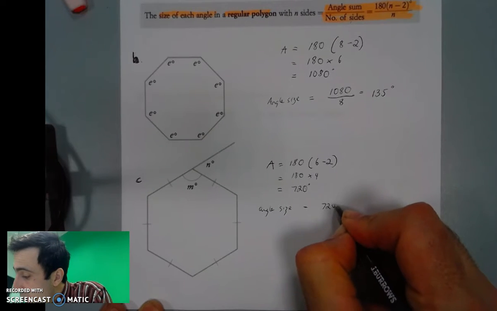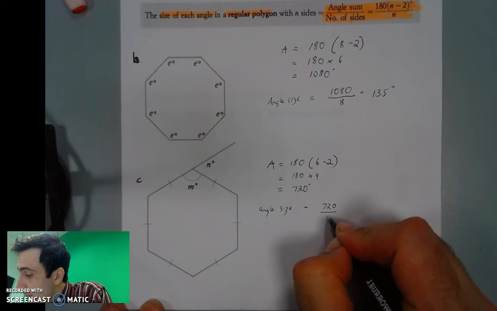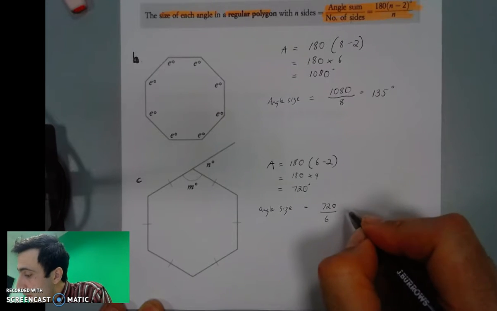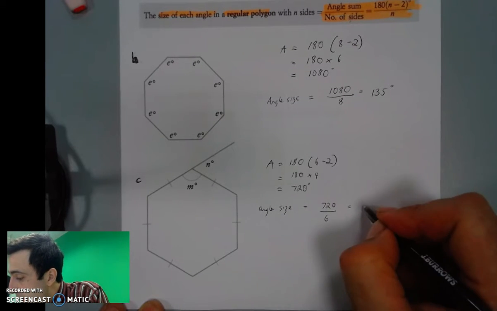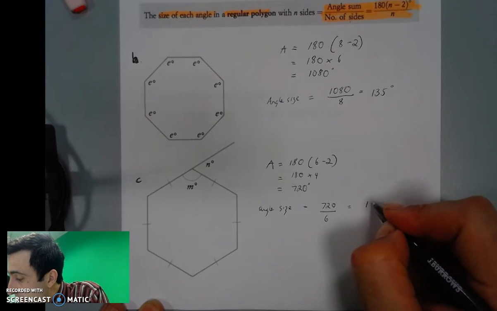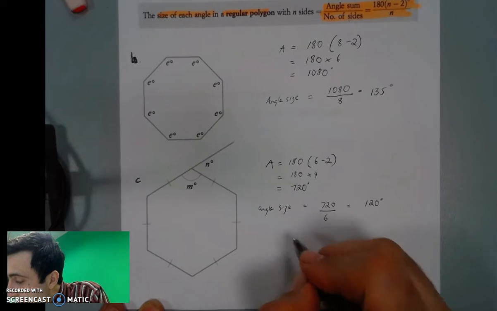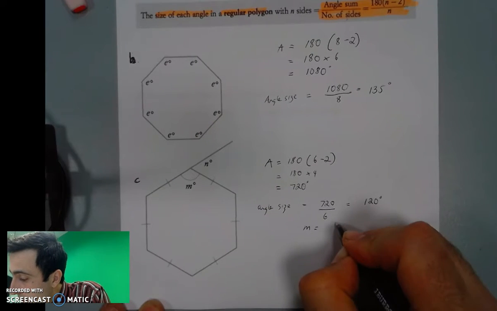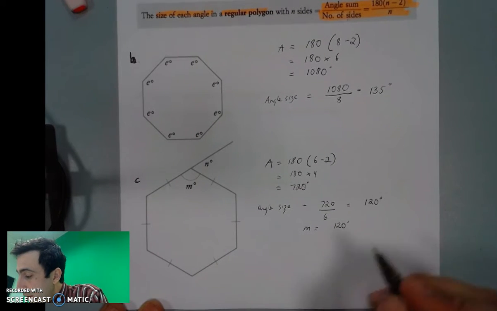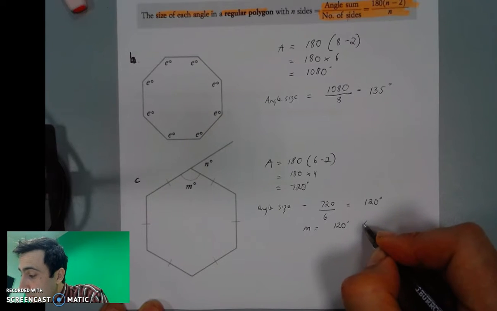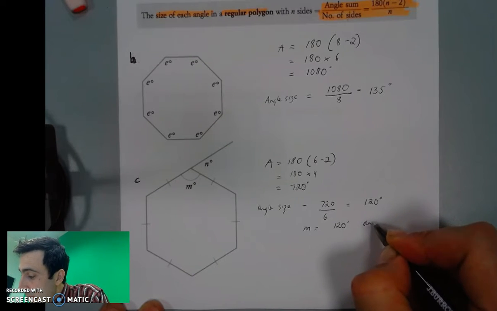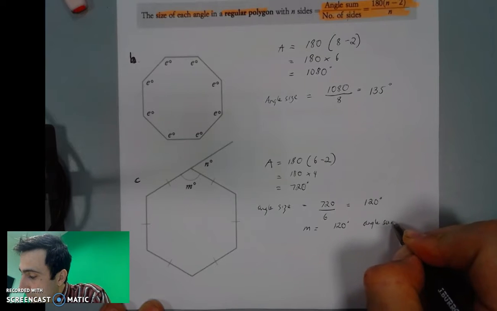720 divided by 6, which equals, let's work that out, so that's 120 degrees. So therefore, M equals 120 degrees. Now, we get angle sum of a polygon.